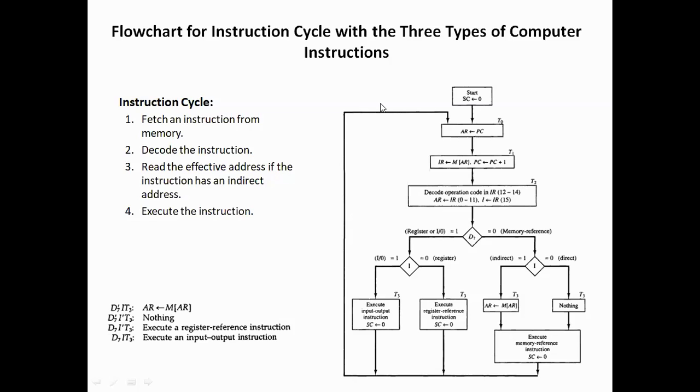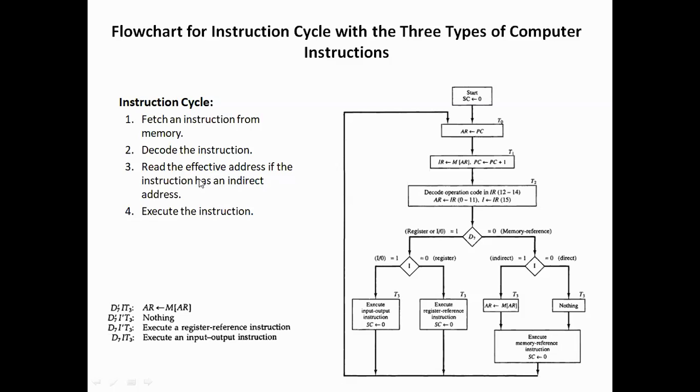Obviously, we know that an instruction resides in memory. So the first step in the instruction cycle is reading that instruction from memory, bringing that instruction from memory to the processor. Then the second step of the instruction cycle is decoding that instruction. Fine. So decoding that instruction and realizing what instruction it is, what it wants us to do. And the third will be that if the address in the instruction is an indirect address, we need to read that effective address.